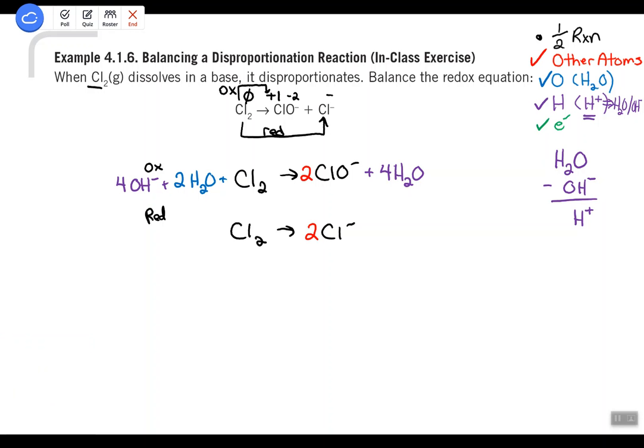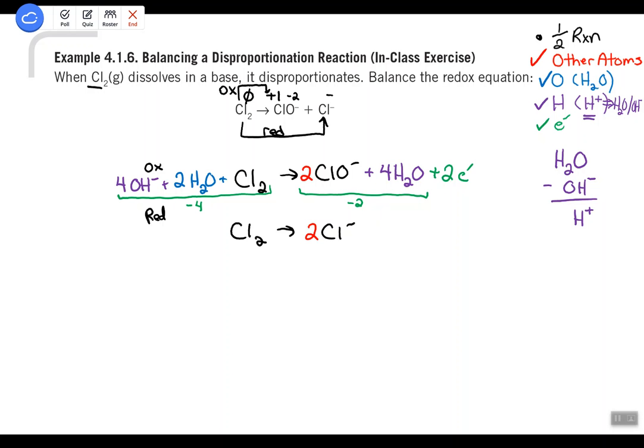The next step is to balance the electrons, and I can only add more negative charge. I can't take away charge. For the top half reaction, I have a total of -4 charges on the left and a total of 2 negative charges on the right. I can only add more negative charge, so I'm going to add 2 electrons to the right-hand side. And this makes sense because oxidation is losing electrons.